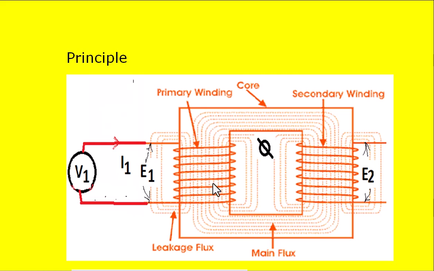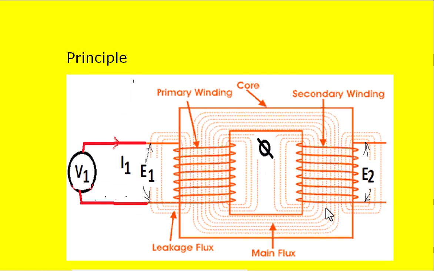Principle of operation of the transformer. Here, a single phase transformer is taken like this. Here this is the magnetic core, and this magnetic core laminations are insulated with the help of insulating oil, and on one leg of the magnetic core, one winding is wound like this. Similarly, on the other leg of the magnetic core, another winding is wound like this.